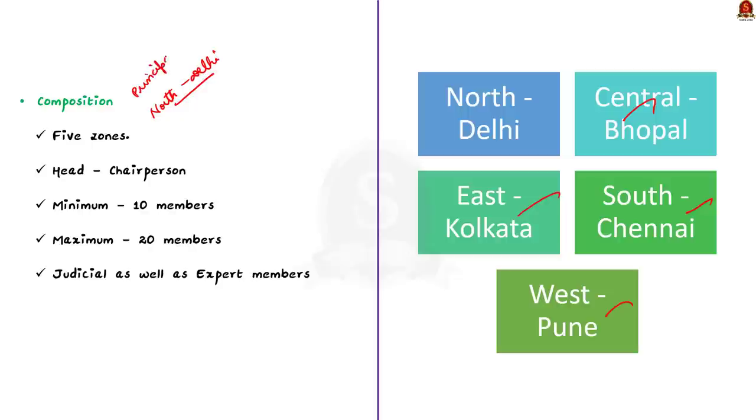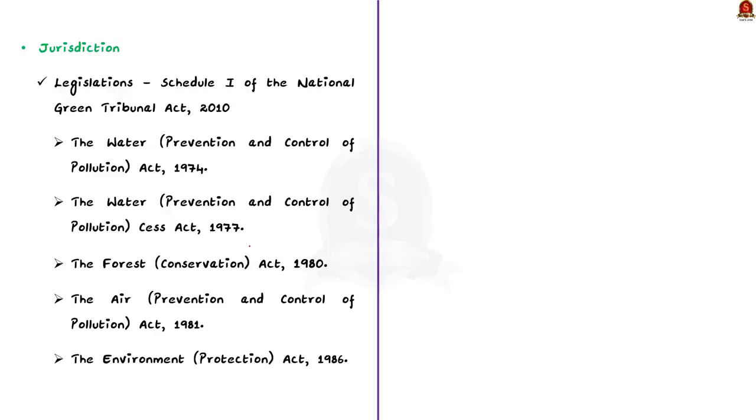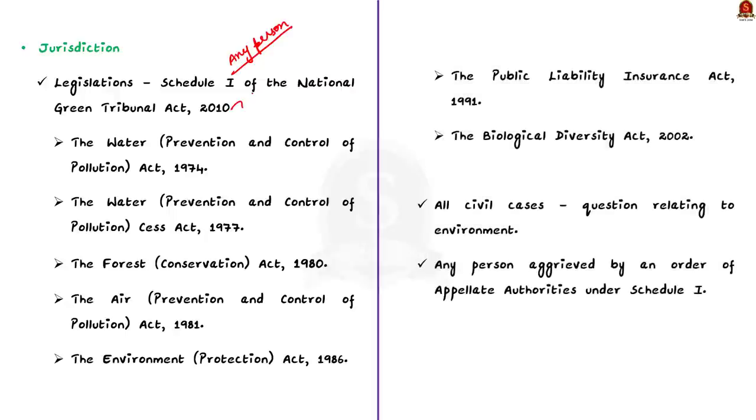Then it has a minimum of 10 and maximum of 20 full-time judicial as well as expert members. And this is about the composition. Now we will learn about the jurisdiction of the tribunal. See, any person may approach the National Green Tribunal for seeking relief and compensation. And they approach for environmental damage involving subjects in the legislations mentioned in Schedule 1 of the National Green Tribunal Act 2010. See, the legislations in Schedule 1 are listed here.